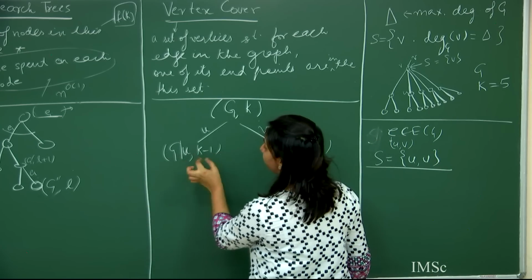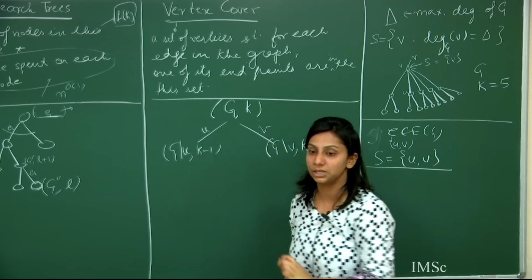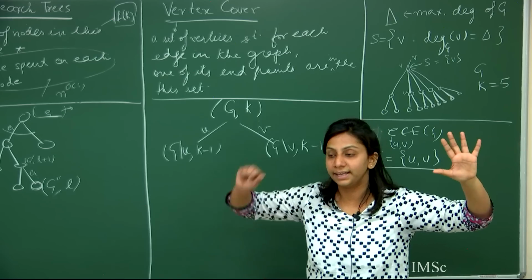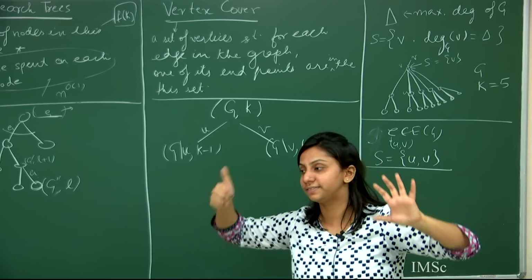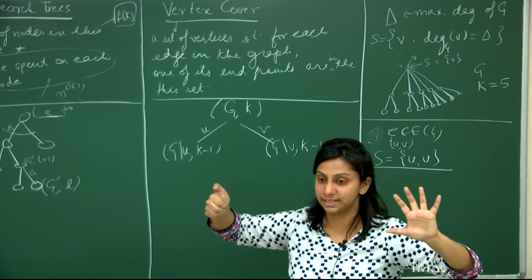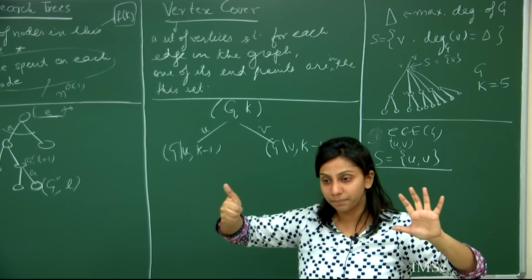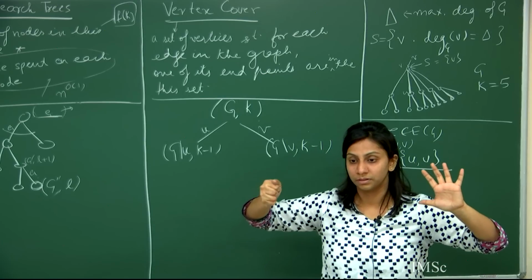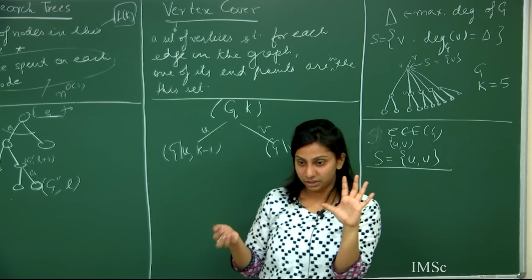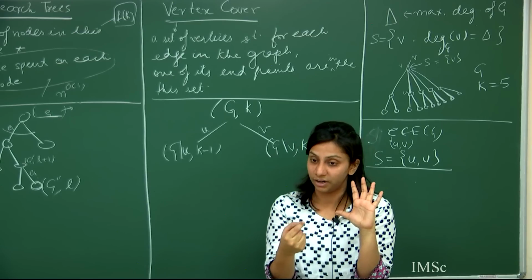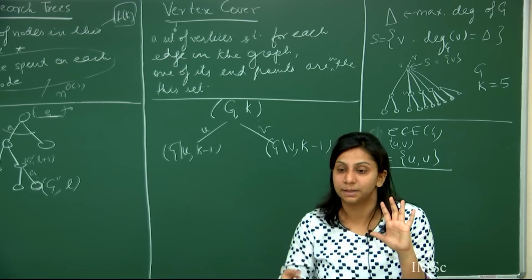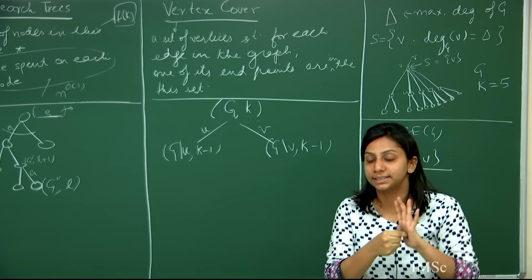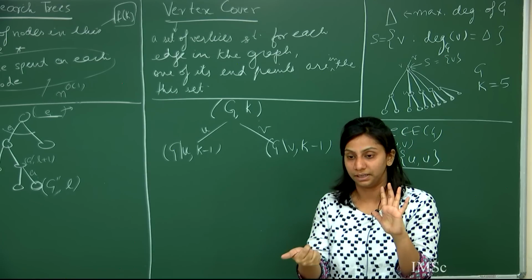So for example, what happens when k becomes 0? So you have a graph G and k is 0. And what are you interested in? You're interested in finding a vertex cover of size 0 in this graph. Can you trivially solve this problem? You have a graph G. The question is, is there a vertex cover of size 0 in the graph? Okay, suppose this was a yes instance. If there is a vertex cover of size 0 in the graph, then what does it mean?